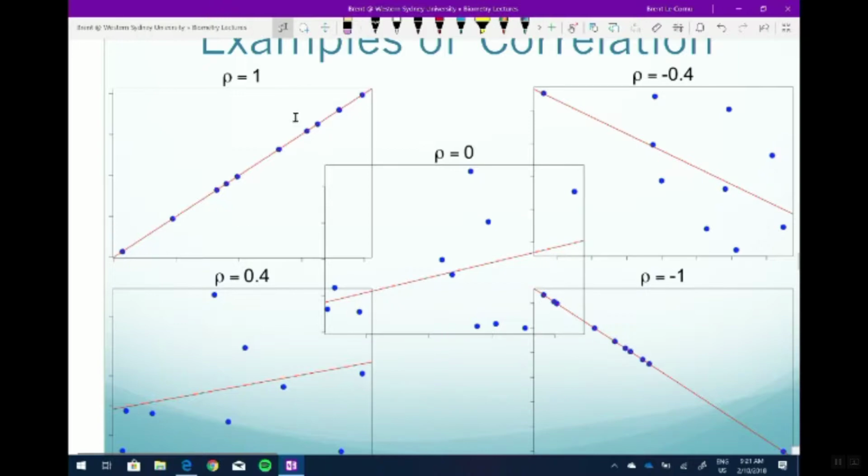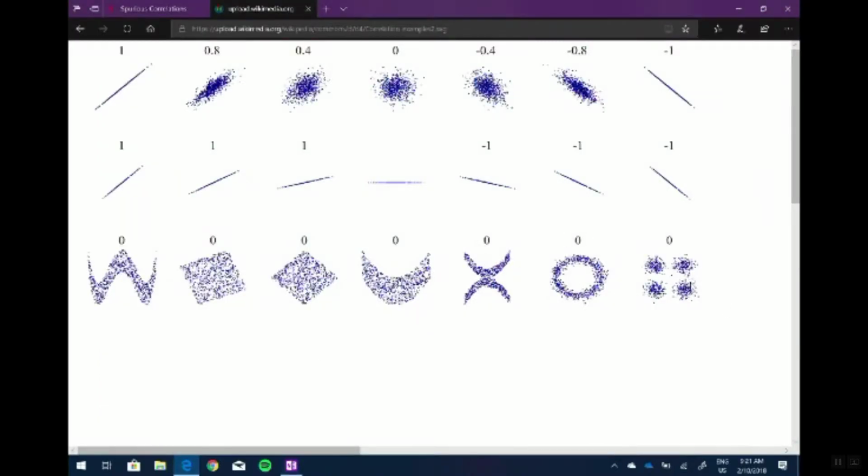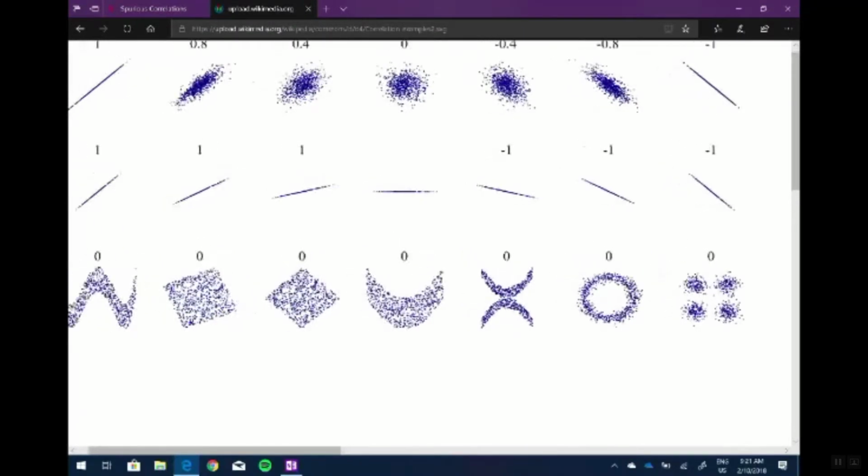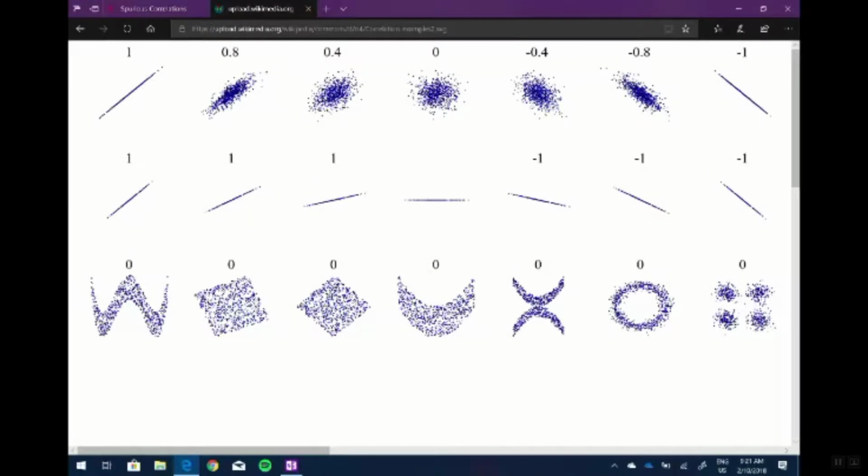I'll show you a couple more, just to get the idea. Here's a few scatter plots. Okay, we haven't bothered to draw the x and y axes because we don't need to. We just want to get the idea across. In the top row, you can see a bunch of kind of blobby scatter plots. Okay, and it's showing you the correlation coefficient for each one.